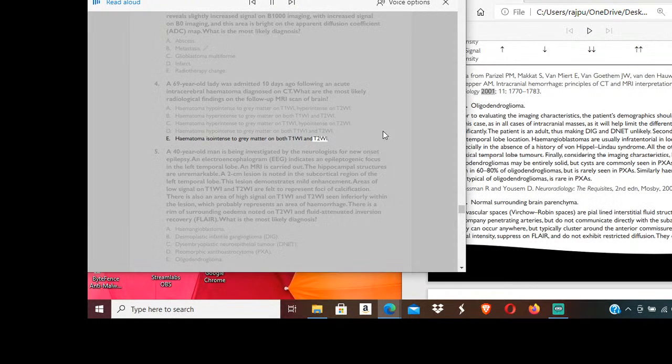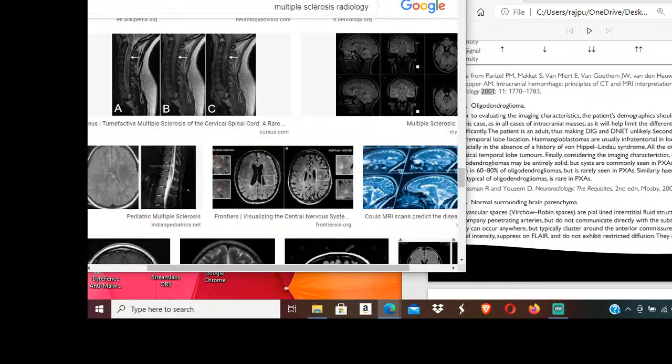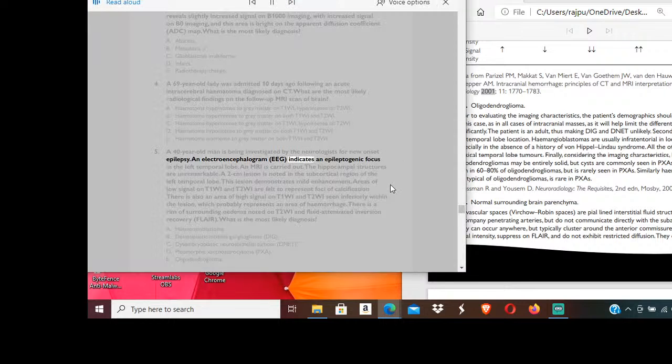5. A 40-year-old man is being investigated by the neurologists for new-onset epilepsy. An electroencephalogram, EEG, indicates an epileptogenic focus in the left temporal lobe. An MRI is carried out. The hippocampal structures are unremarkable. A 2 cm lesion is noted in the subcortical region of the left temporal lobe. This lesion demonstrates mild enhancement. Areas of low signal on T1WI and T2WI are felt to represent foci of calcification. There is also an area of high signal on T1WI and T2WI seen inferiorly within the lesion, which probably represents an area of hemorrhage. There is a rim of surrounding edema noted on T2WI and fluid attenuated inversion recovery, FLAIR. What is the most likely diagnosis?